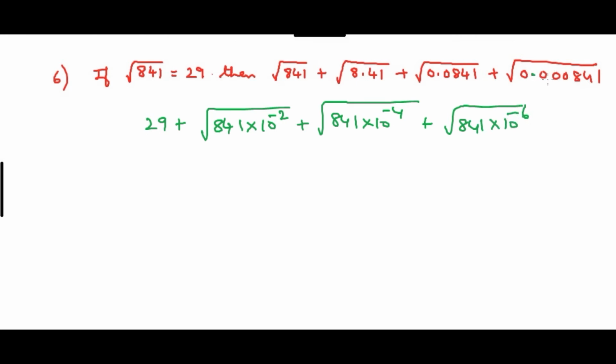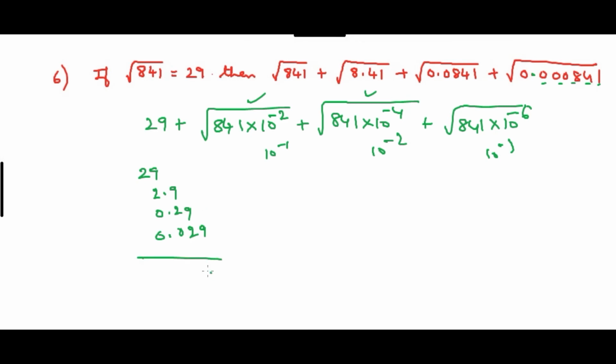So after the decimal, how many points are there? Those many points we need to put as 10 to the power of minus simply. Okay. Now it's very easy for us. This is 29. And this part is 29, but it is 10 to the power of minus 2. So square root of 10 to the power of minus 2 will be 10 to the power of minus 1. Here square root of 10 to the power of minus 4 will be 10 to the power of minus 2. 10 to the power of minus 6 under root is 10 to the power of minus 3. So how will this be? Now this will be equal to 2.9, second one, this one. The third one is 0.29. The fourth one is 0.029.